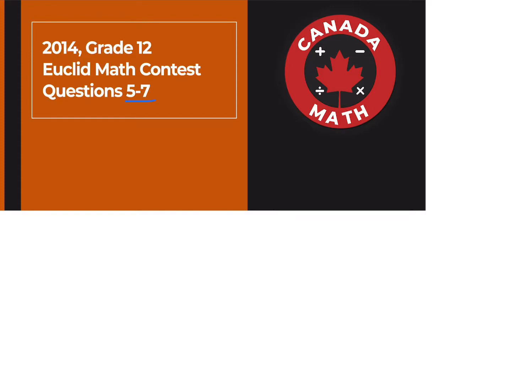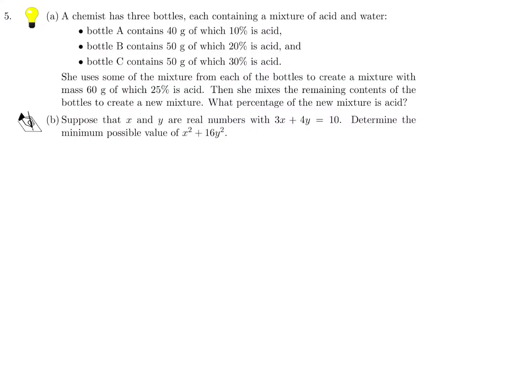Questions 5 through 7 on the 2014 grade 12 Euclid math contest. A chemist has 3 bottles, each containing a mixture of acid and water. Bottle A contains 40 grams, of which 10% is acid. Bottle B contains 50 grams, of which 20% is acid. And bottle C contains 50 grams, of which 30% is acid.